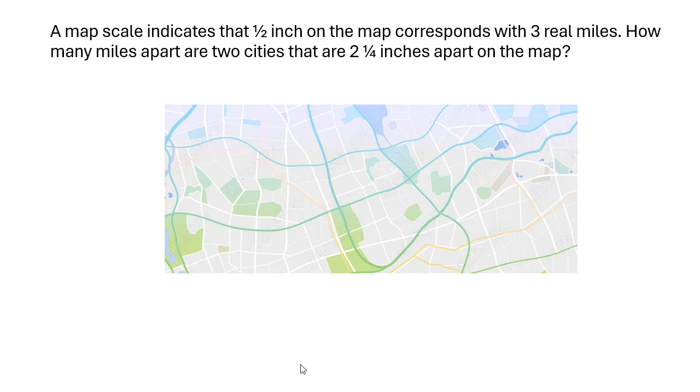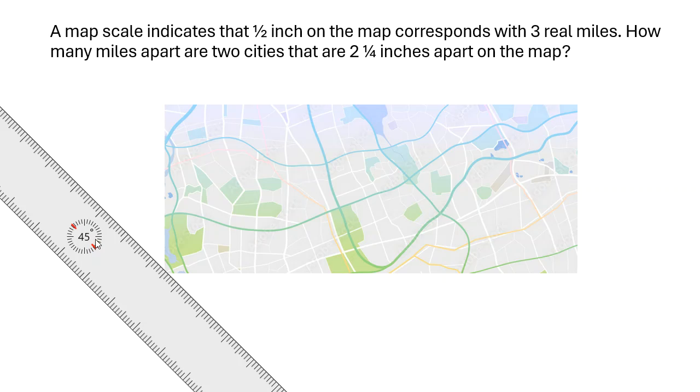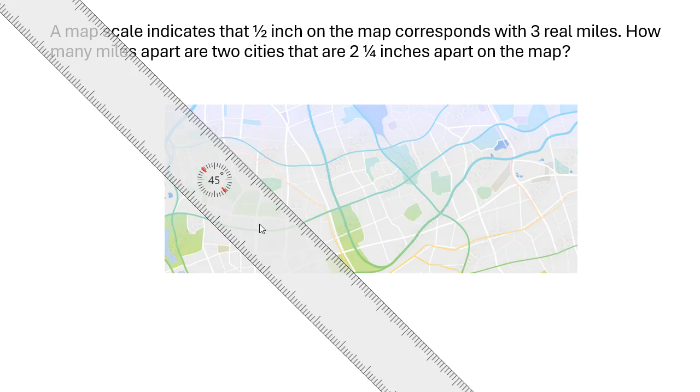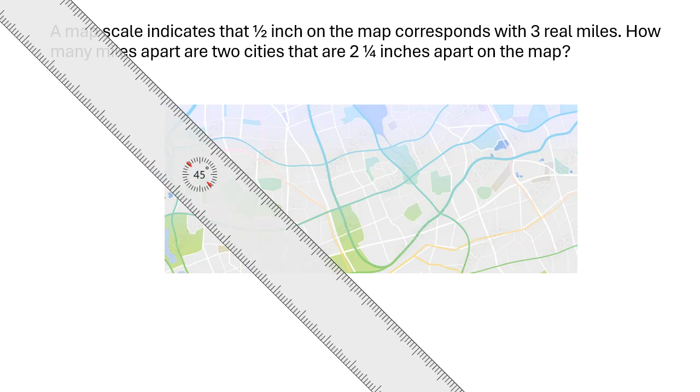A map scale indicates that a ½ inch on the map corresponds with 3 real miles. How many miles apart are 2 cities that are 2 1/4 inches apart on the map? So I'd like to show you a couple different ways to think about this, and it's good to know both ways, okay? Don't just pick one, because certain types of problems lend themselves to different kinds of thinking. So let's just get an idea about what this is saying.